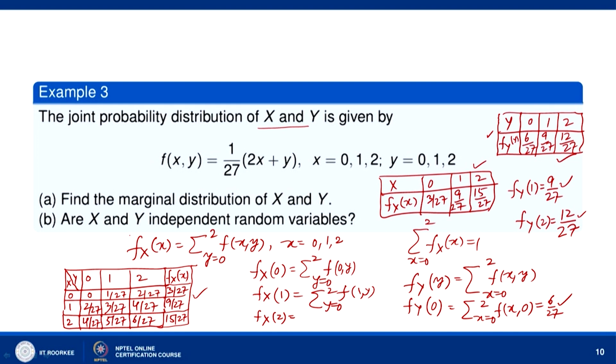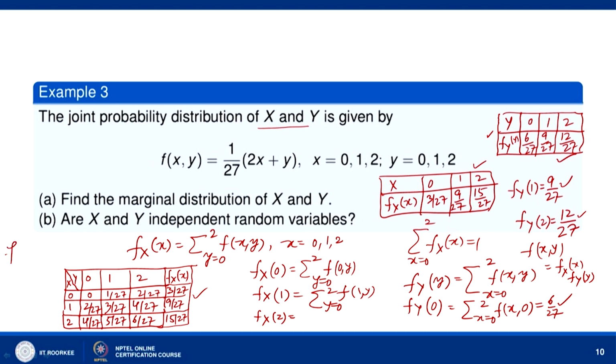Now, as we have seen in the definition of independence, x and y will be independent random variables if fxy is equal to fx times fy. The joint density function must be equal to the product of the marginal density functions, for all x, y where x takes values 0, 1, 2 and y takes values 0, 1, 2.